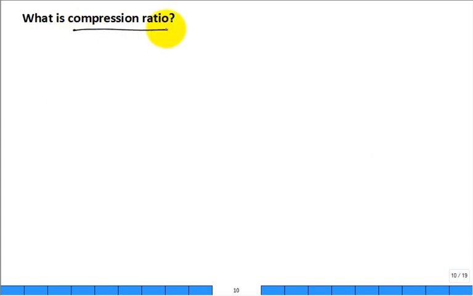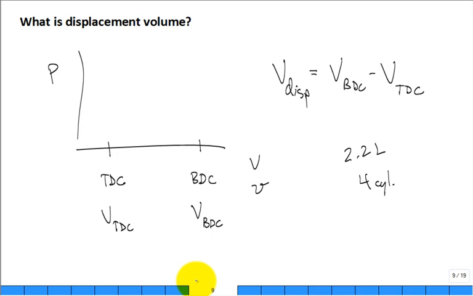What is the compression ratio? I'm going to move back to this slide because I put some notation on it. So what is my compression ratio? R is my compression ratio. Somebody else volunteered to help me with the displacement volume, but I didn't call on him, so I'll now call on you for the compression ratio. Who is going to volunteer? What is the definition of my compression ratio?